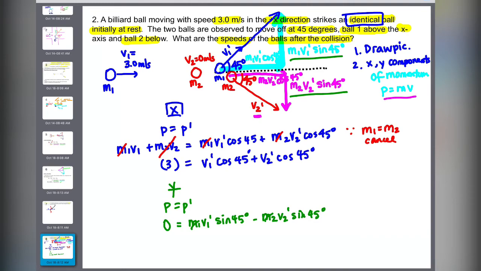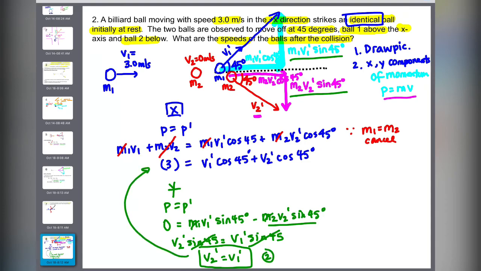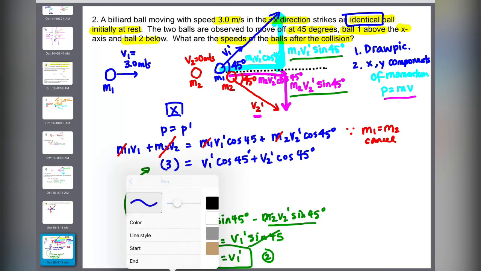Okay, so let's see what this does. If I move v2 to the other side, I have v2 prime sine 45 equals v1 prime sine 45. I have sine 45 and sine 45, I can cancel them. So that means v2 prime equals v1 prime. That's your equation 2. We're going to sub it into equation 1.